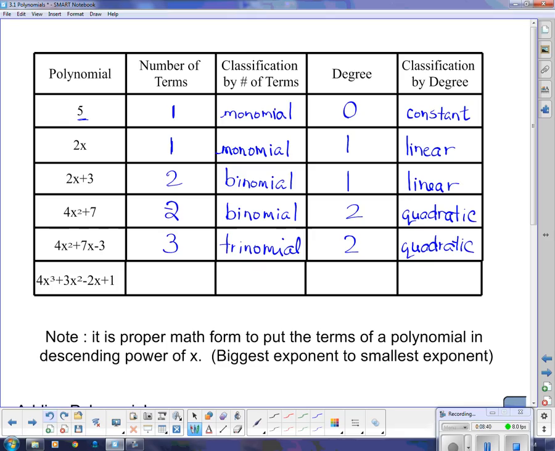Now, lastly, I have 1, 2, 3, 4 terms. Now, when we have a 4-term polynomial, we don't give it any special name. We just call it a 4-term polynomial. Now notice that this has degree 3, this has degree 2, degree 1, degree 0, and we have to take the biggest, so this whole polynomial has degree 3, and things that have exponent 3, well, an exponent of 3 is called a cube, so this is called cubic.